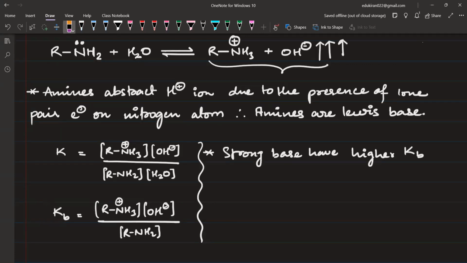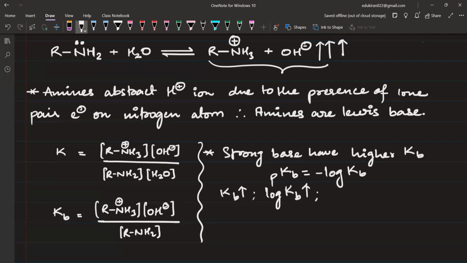Please keep this in mind: strong bases will have higher Kb. There is a term that is known as pKb, which is equal to minus log of Kb. Now, strong base has higher Kb. So please see, if Kb is higher, then the log Kb will be higher. But if you include a negative sign on log Kb, then the value will decrease. And this minus log Kb is nothing but pKb. So pKb will also be lower.